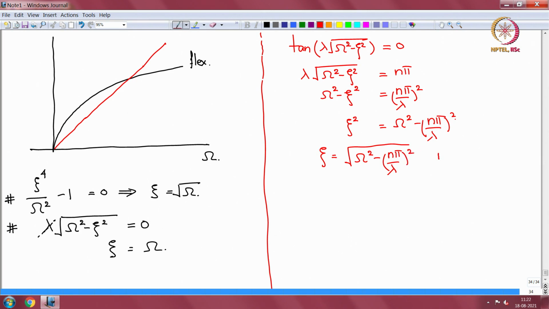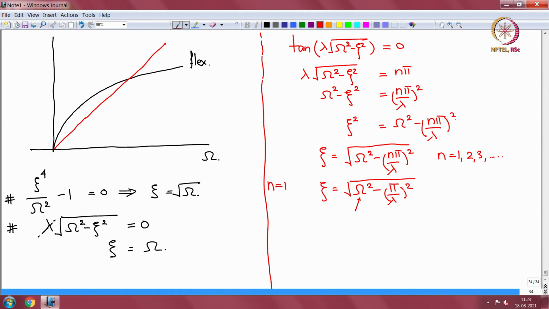Okay, we will take n going from 1, 2, 3, etc. Now, for example, if we take n equal to 1, then my xi is equal to square root of omega square minus pi by lambda whole square. So, pi is a fixed number, lambda is a fixed number. Omega is the only variant in here, omega varies.